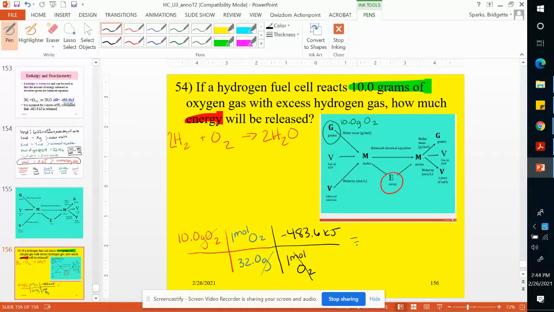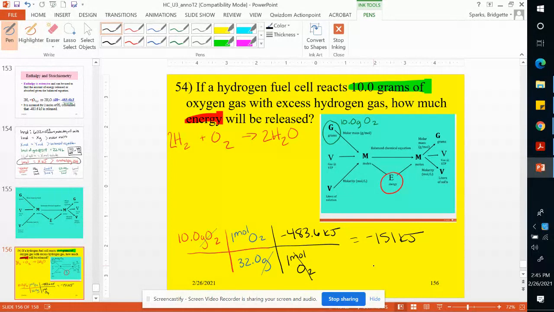And so now it's simply putting it in our calculator. We're going to do our 10 divided by 32, and then multiply that by negative 483.6, and we get negative 151, right? 3 sig figs. So that's the amount of energy that would be released if we reacted 10 grams of oxygen with plenty of hydrogen, meaning the oxygen is the limiting reactant.